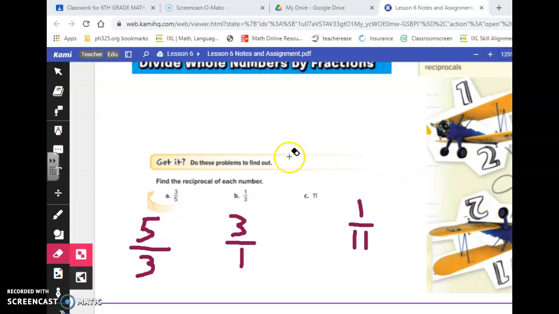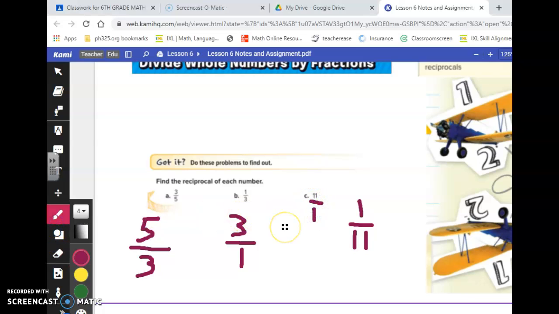Okay? A few fractions over here, we found the reciprocal of 3/5. You just turn it upside down. 1/3, you turn that upside down to 3 over 1. And 11 turns into 1 over 11, because a whole number always starts off as a fraction, we just don't write it as a whole number over 1. Okay? All right, so that's the first part, understanding a reciprocal.